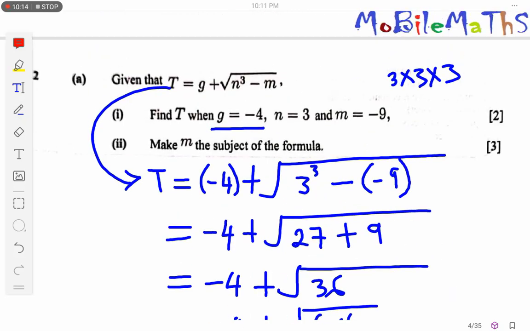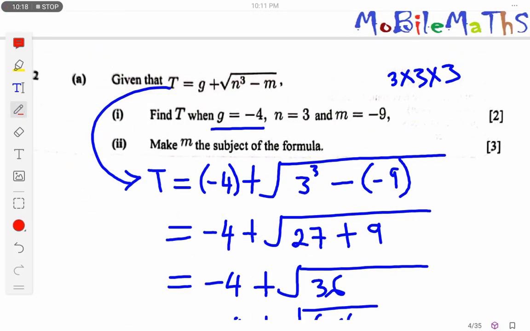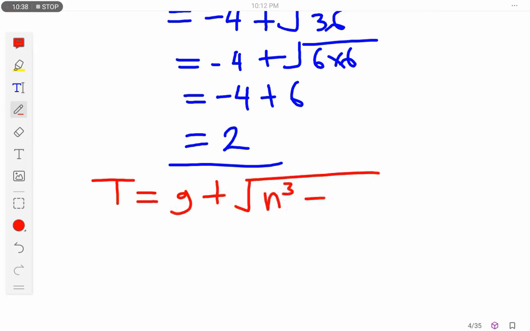Now let's see the next question. The next question is now saying, make M the subject of the formula. So we are going on this formula, but we want to make M, this one, the subject of formula. Let's do it step by step, guys. Okay, so we have ourselves T is equal to G plus square root of N cubed minus M.